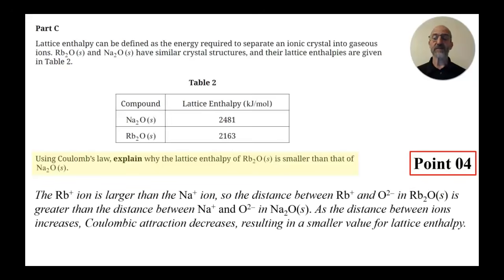So what I said was, the rubidium ion is larger in size than the sodium ion. So the distance between the rubidium ion and the oxide ion in the crystal lattice, or the solid rubidium oxide, is a greater distance than the distance between the sodium ion and the oxide ion. So as the distance between the ions increases, Coulombic attraction decreases, resulting in a smaller value for lattice enthalpy. So that was my answer for the last point of question 7.